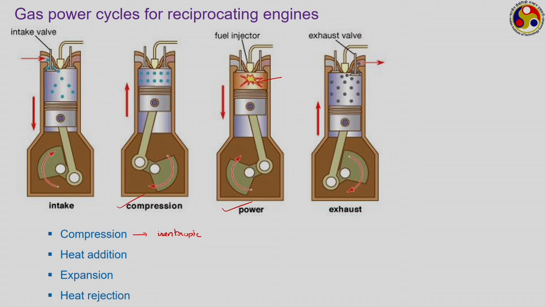And we know that when a process is isentropic or reversible adiabatic, then, as compression is a process which requires work input from outside, it is possible to have the smallest possible work input. Similarly, if we have the expansion process to also be isentropic, then it is possible to have the maximum possible work output from this cycle, and that is why compression and expansion processes are always assumed to be isentropic. But heat addition and heat rejection can vary.